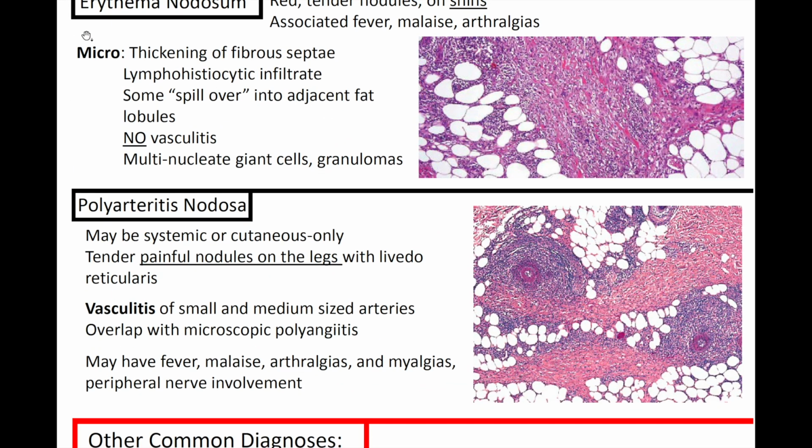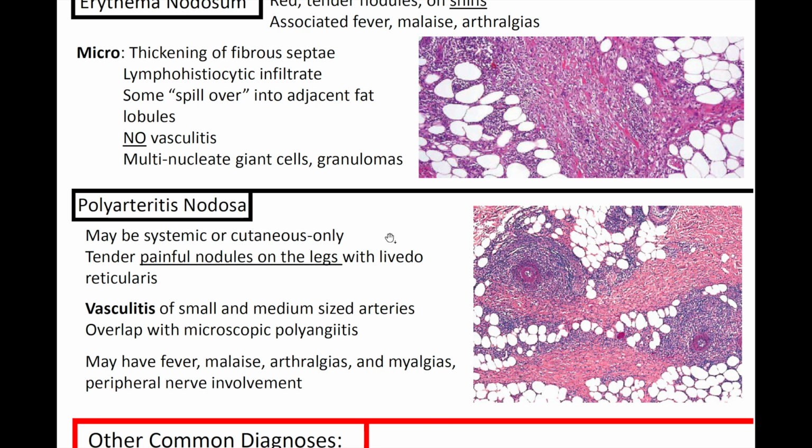All right, erythema nodosum. So for erythema nodosum, you're going to have red tender nodules classically on the shins associated with fever, malaise, and arthralgias. And microscopically, you're going to see thickening of the fibrous septae, lymphohistiocytic infiltrate, and some spillover into adjacent fat lobules. You're not going to see vasculitis that we just talked about. And then you're going to have multinucleated giant cells and granulomas.